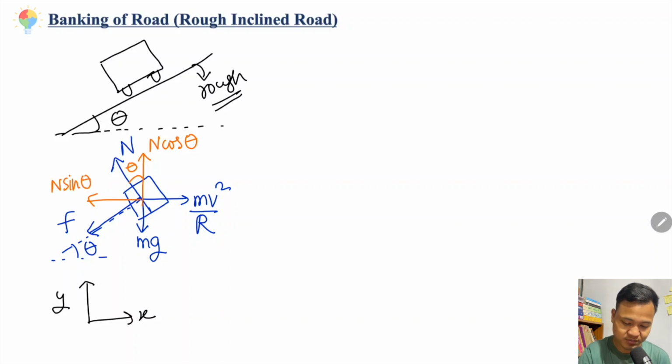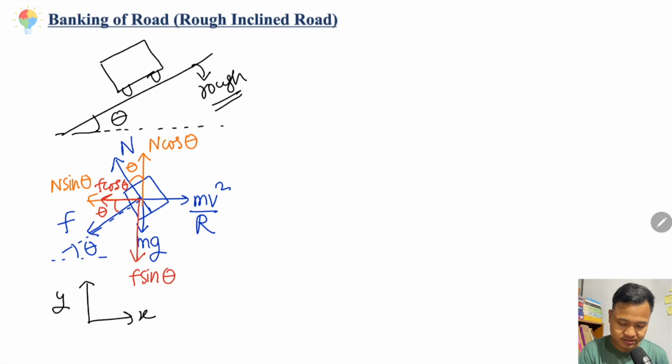For friction we also split. So one component of friction will be along this side. So that is f. So this is theta. So f sin theta. And along this side I have f cos theta. Okay. Normal and friction are split along x and y. mv square by r already lies along the x axis, so it need not be split.